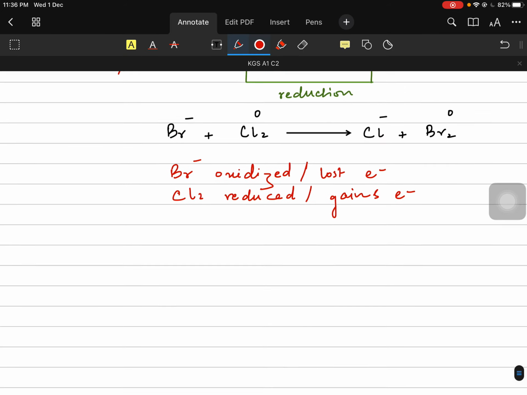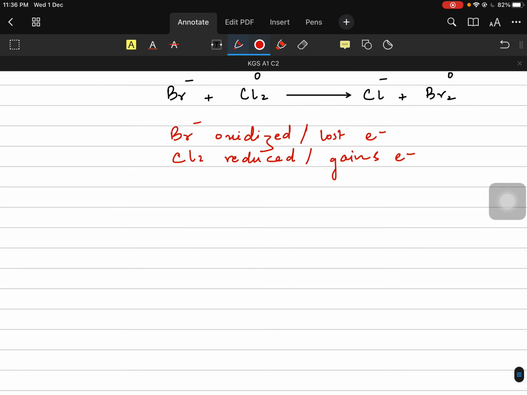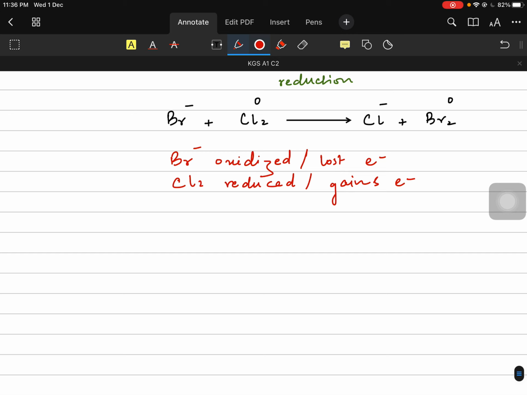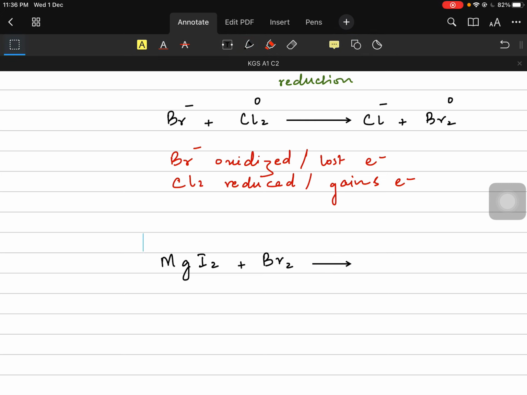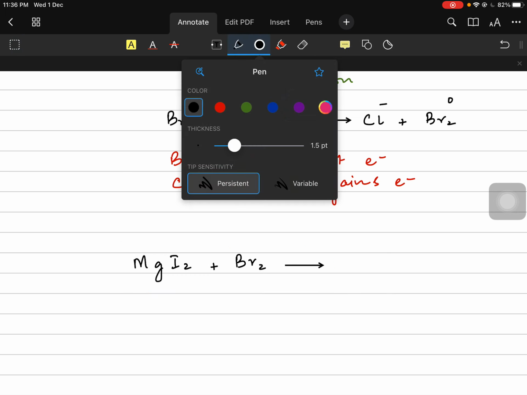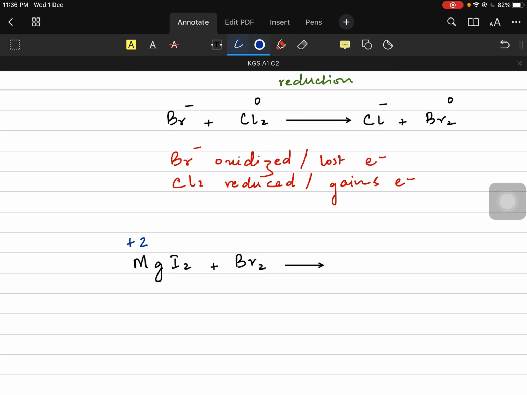So let's talk about one more equation, and this time we'll also talk about the observation. Let's suppose magnesium iodide is reacting with bromine. Bromine in the beginning is obviously a 0 because bromine is the element over here. Magnesium iodide is a compound. Magnesium has a charge of +2. Iodide is a -1, and there are 2 iodines over here, so basically it's a -2 in all. Bromine is a 0 over here.